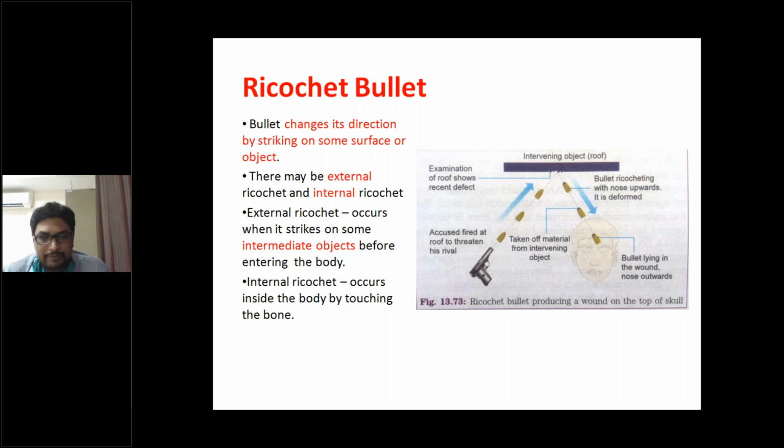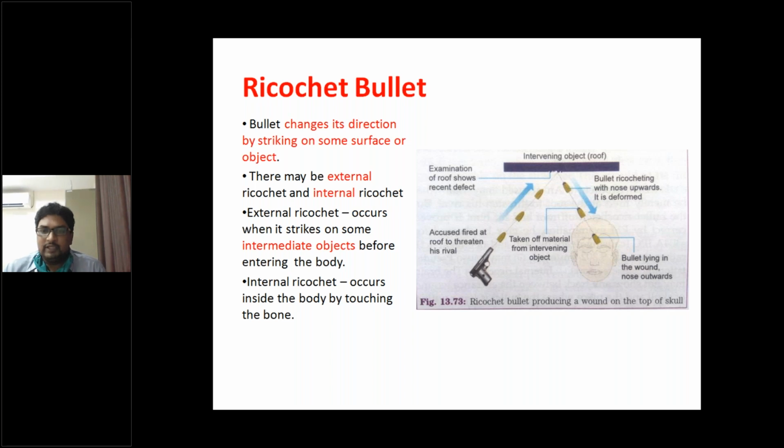There may be two types. There may be external ricochet or internal ricochet. External ricochet occurs when it strikes some intermediate object before entering the body. Internal ricochet occurs inside the body by touching the bone.